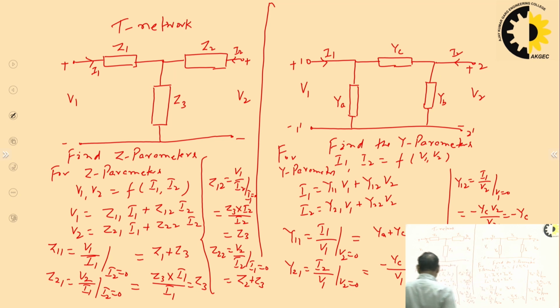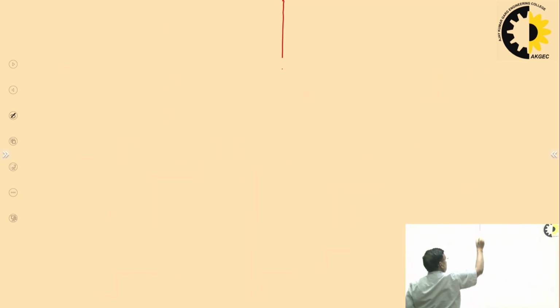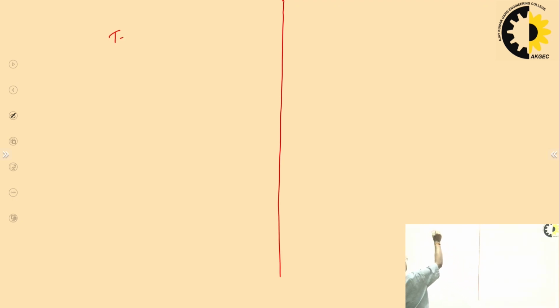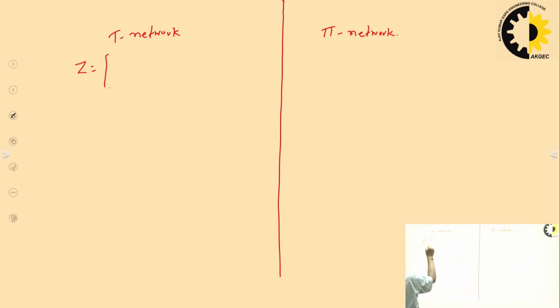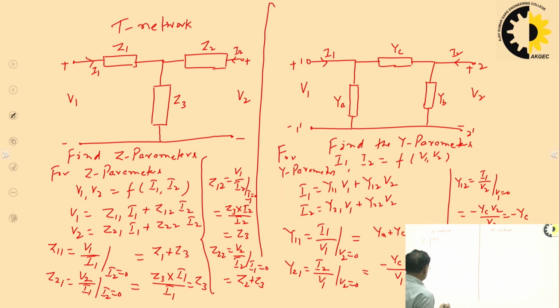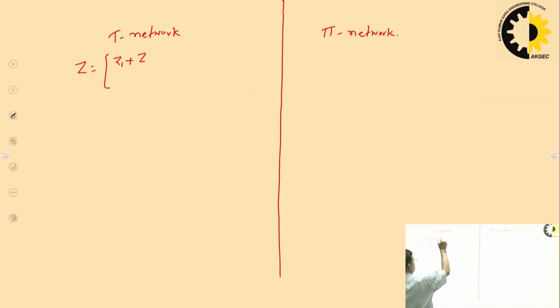So we can write the Z parameters for T network. So T network this side and pi network this side. So Z is Z1 plus, so we can see here we have got Z1 plus Z3, this is your Z3, this is your Z3, Z2 plus Z3.